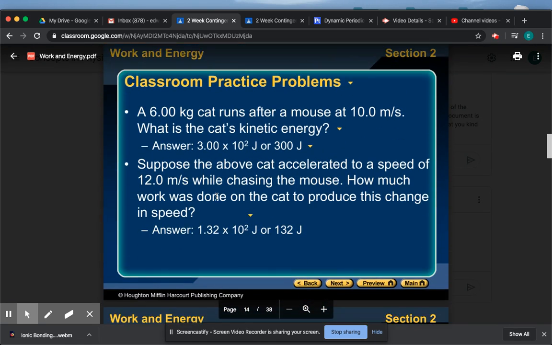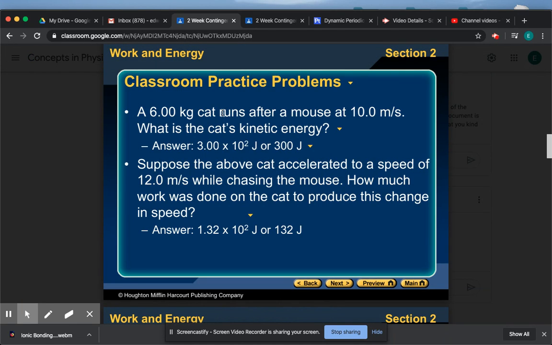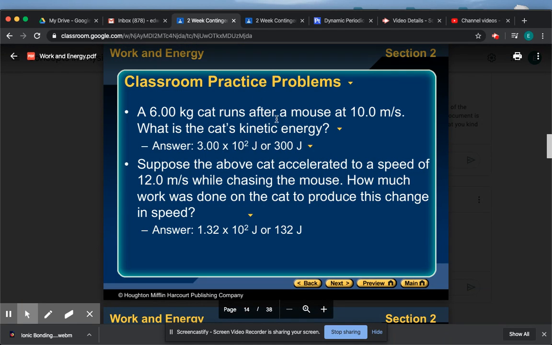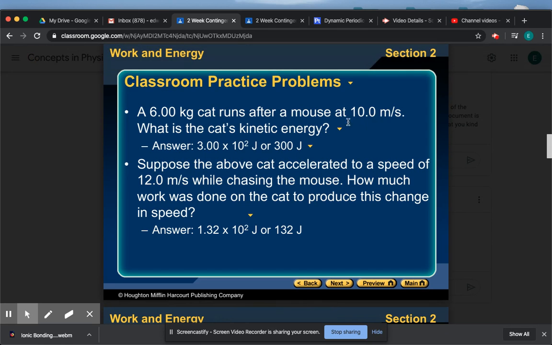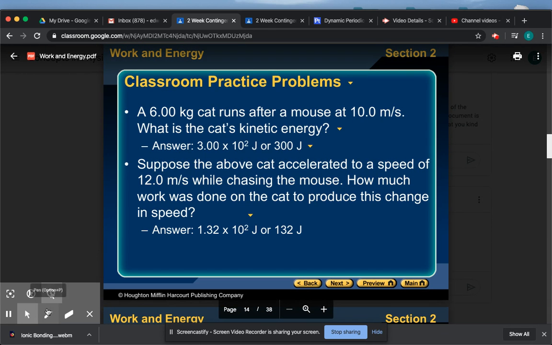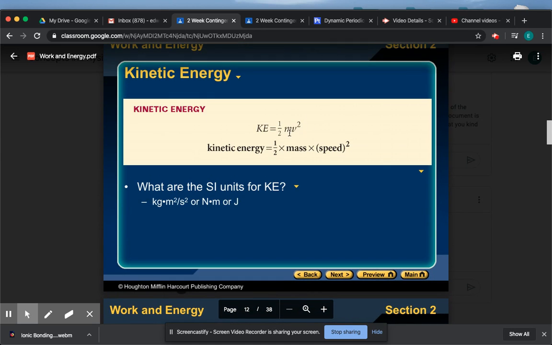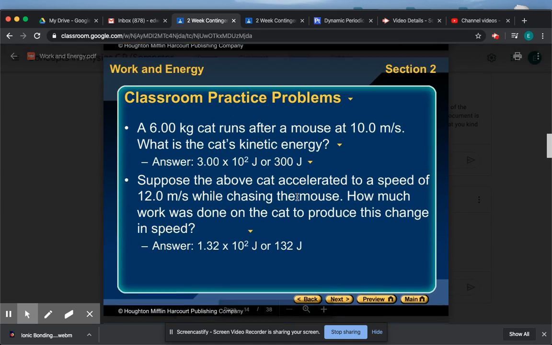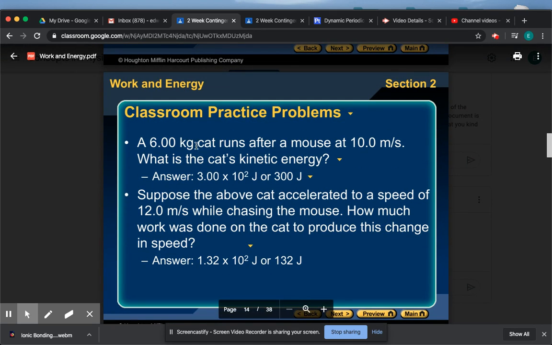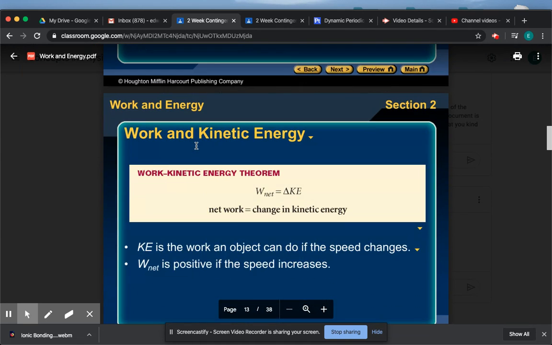They have a mini example here for you. A 6 kilogram cat runs after a mouse at 10 meters per second. What is the cat's kinetic energy? All they did was plug in the numbers into the kinetic energy equation, 1/2 mv squared. So in this case, the mass is equal to 6.